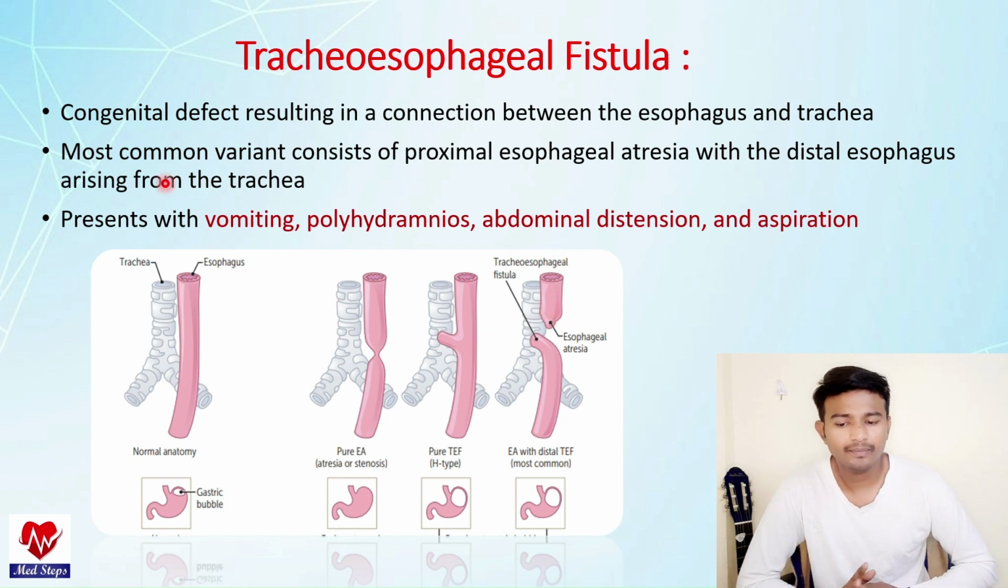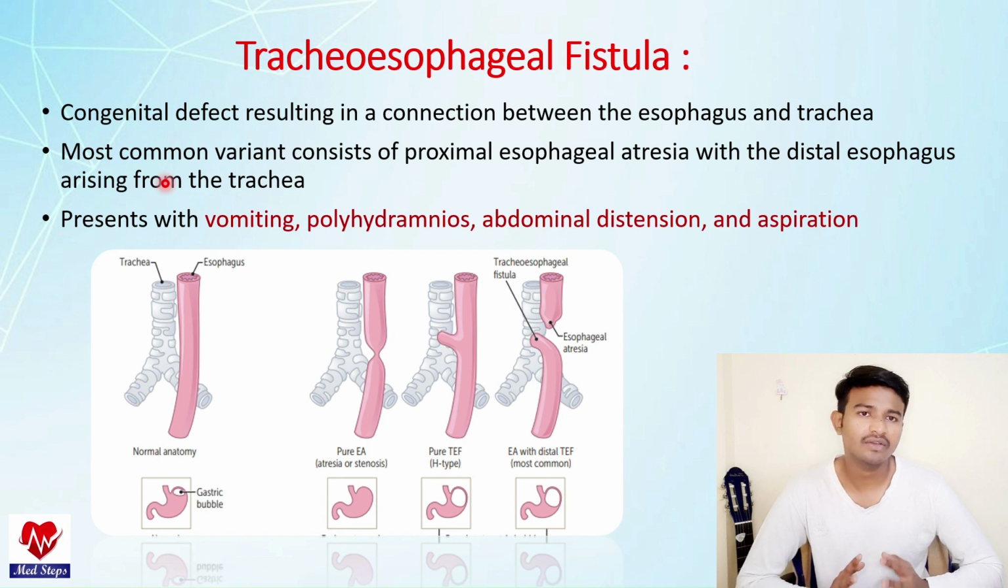What are the signs and symptoms you will see in this disorder? Vomiting, polyhydramnios, abdominal distension, and aspiration you will see in tracheoesophageal fistula.